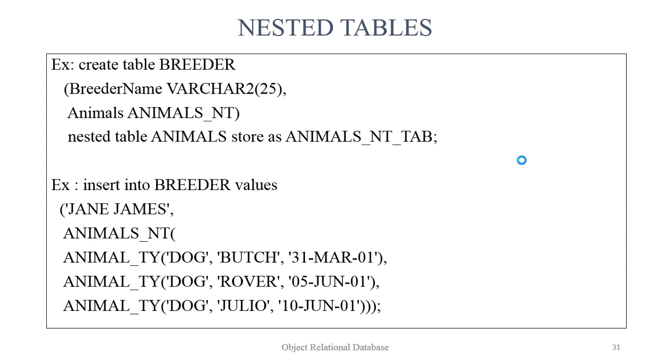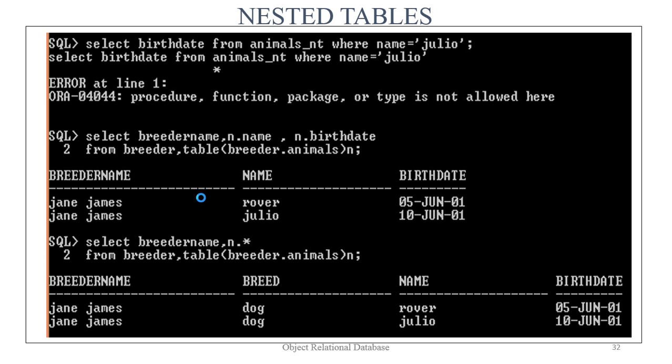In the next example, values will be inserted. And in this, we can see how to access values from nested tables. In the first case, birth date from nested table animal nt was accessed, but it cannot be accessed directly. In order to access that, we have to create an instance for the nested table which is pointed to or nested within the main table.